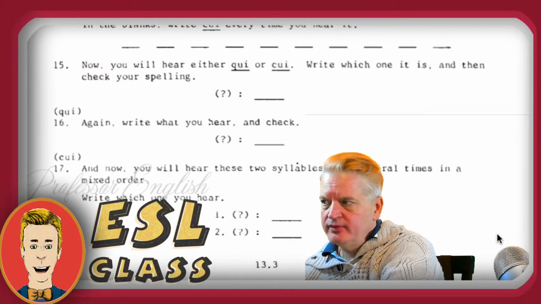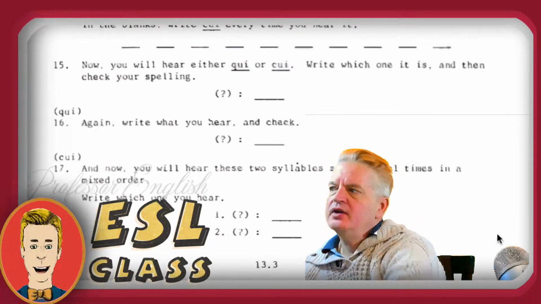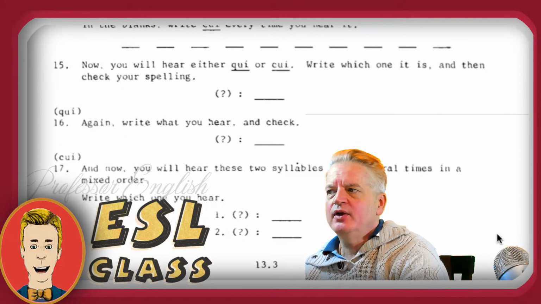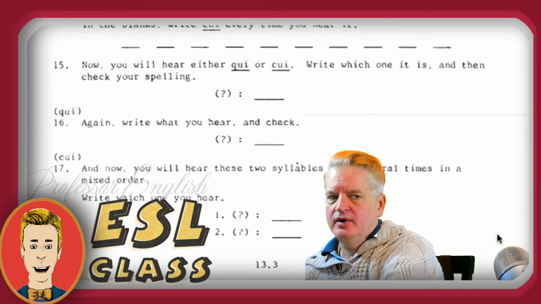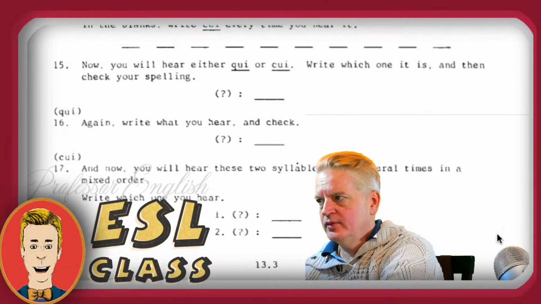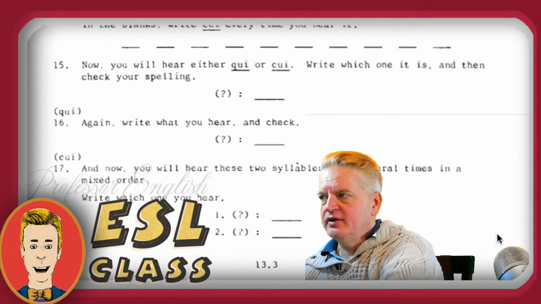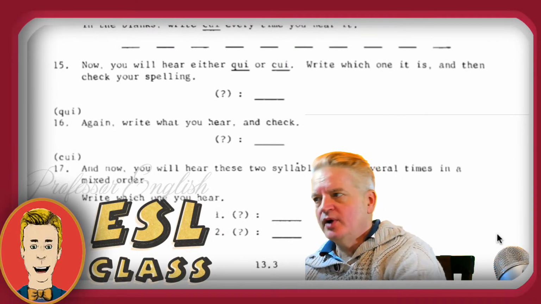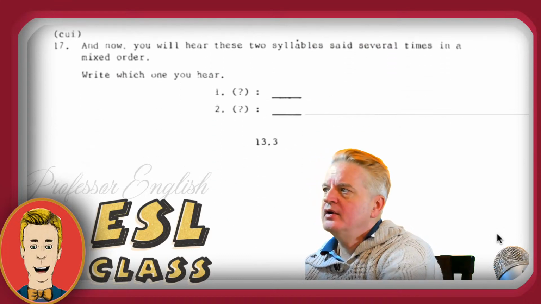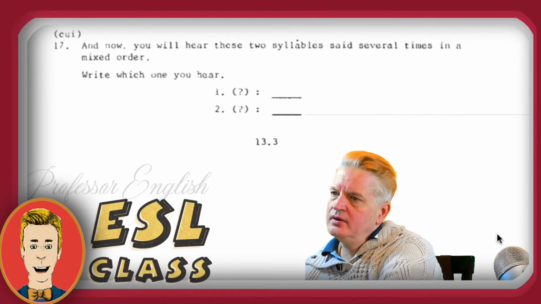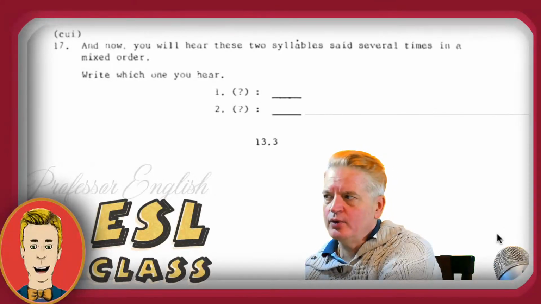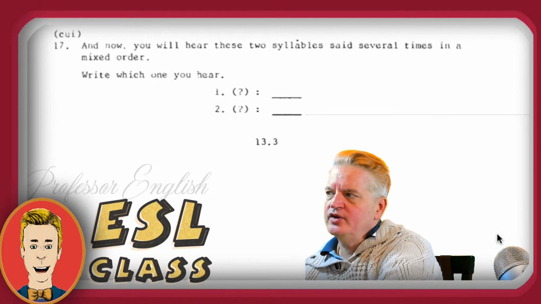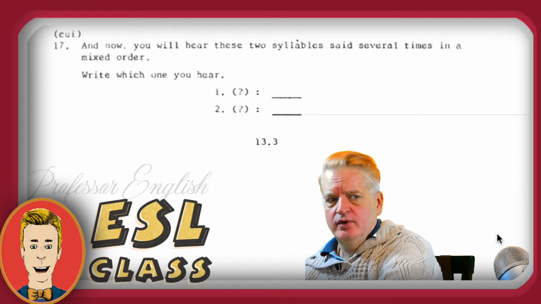Number 15. Now you'll hear either qui or qui, write which one it is, and then check your spelling. Qui. That's Q-U-I. Number 16. Again, which one? Qui. That time it's C-U-I. Number 17. Now you'll hear these two syllables said several times in a mixed order. Write which one you hear. 1. Qui. That's C.